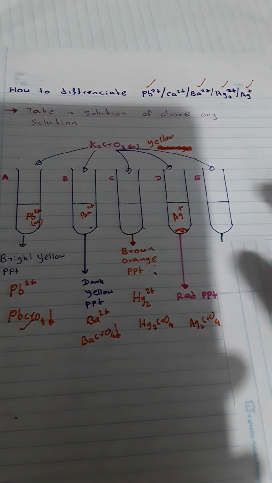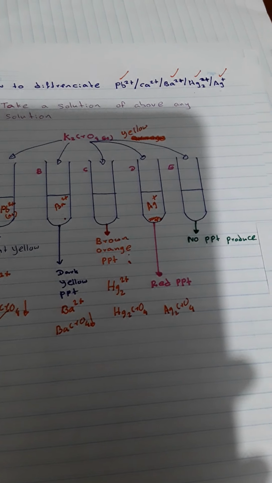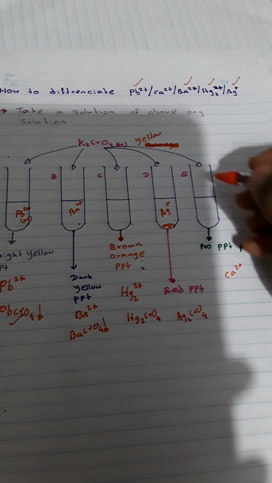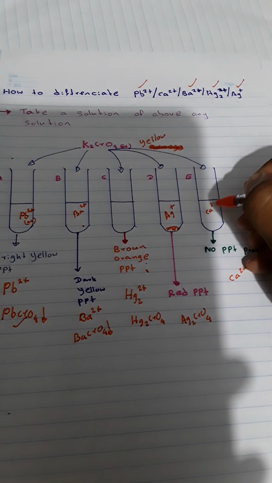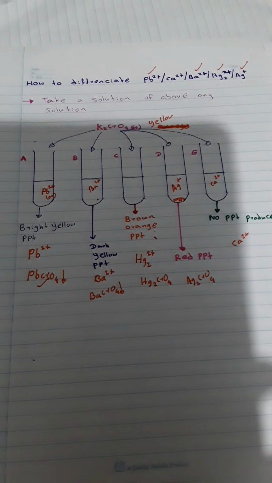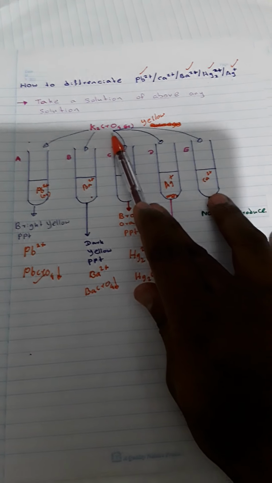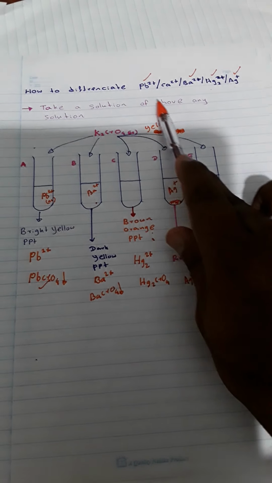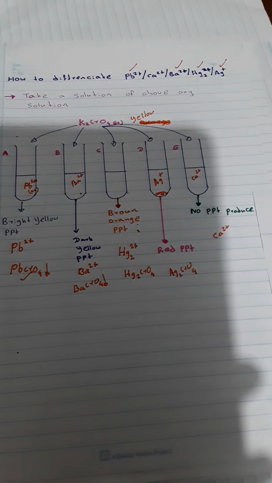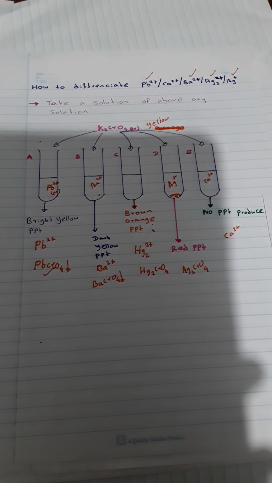And for the next one, when I add potassium chromate, if no precipitation is produced, that should be what? Ca2+ ion, because calcium ion makes calcium chromate, which is soluble in water. So now look here, we have used only one aqueous reagent to identify all five cations like that, right? I guess that kind of question has to be practiced because they are very famous in the inorganic chemistry part.